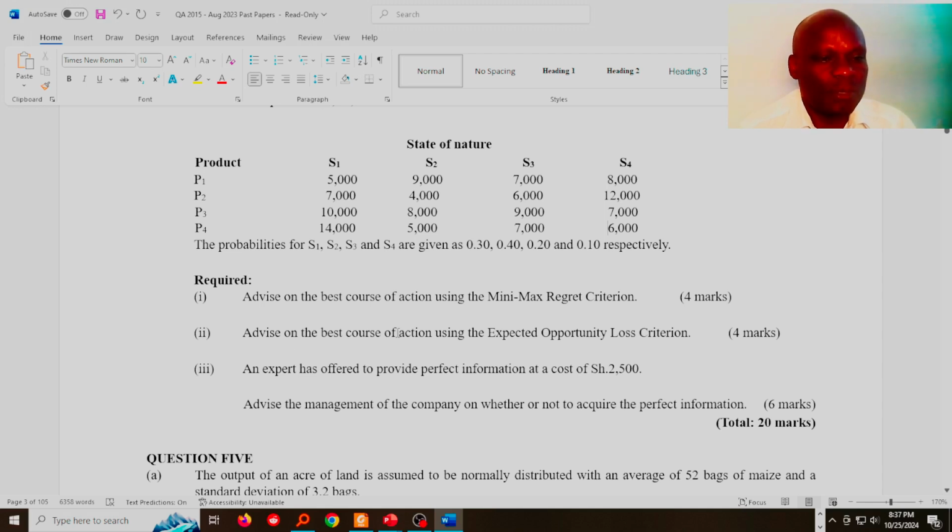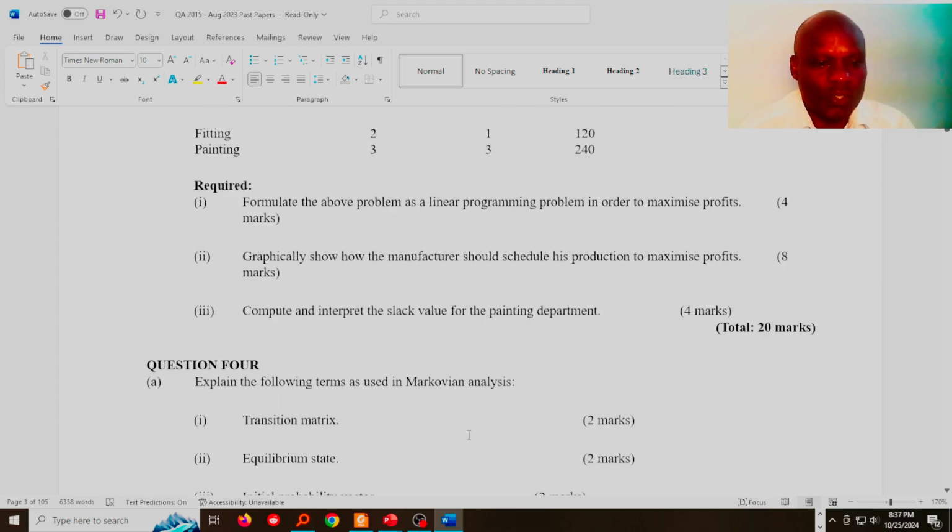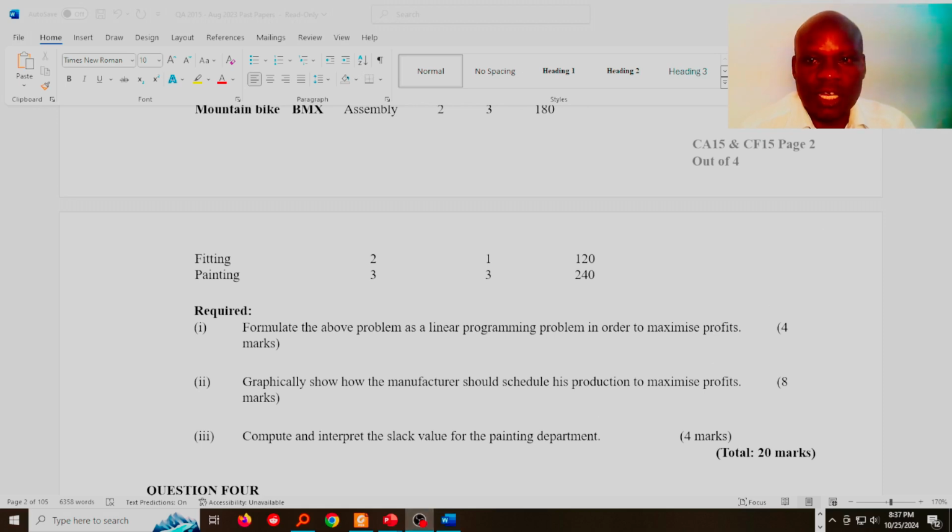Then advise on the best course of action using the expected opportunity loss criterion, 4 marks. Then Roman 3, an expert has offered to provide perfect information at a cost of 2,500. Advise the management of the company on whether or not to acquire the perfect information, 6 marks. So that's the question, and we consider the solution as.